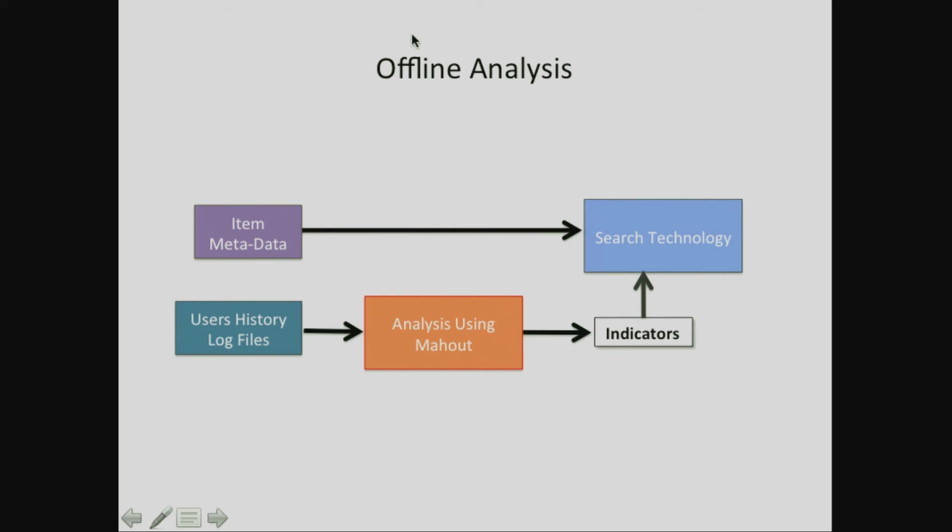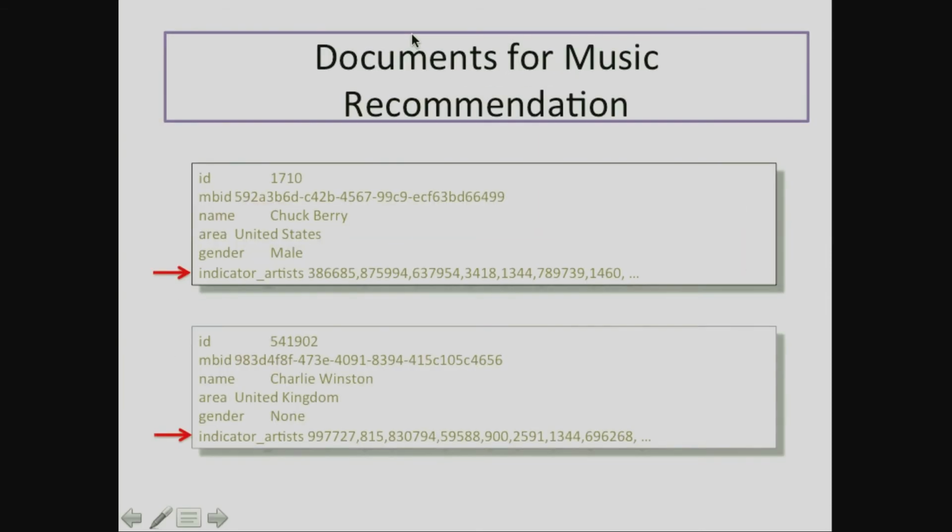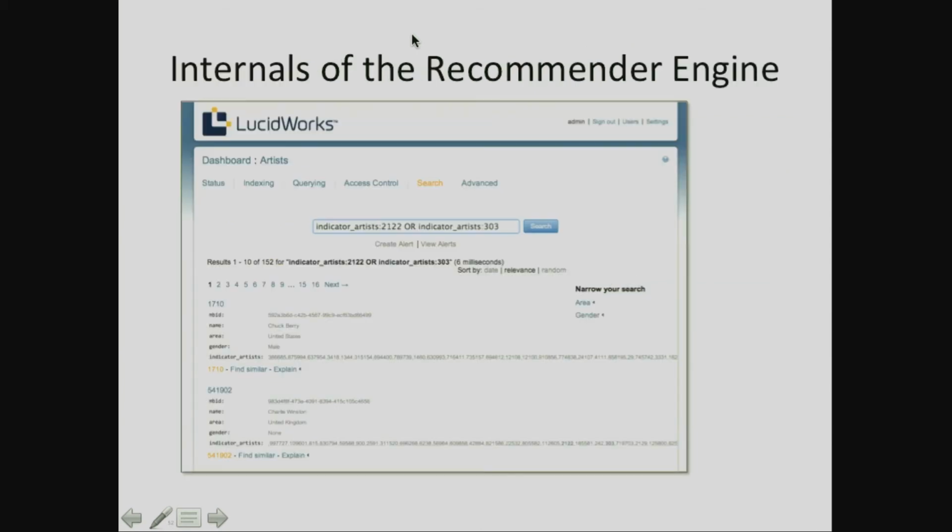And what's really important here is that all of this, which is kind of expensive in terms of computation and time, can be done in advance. This is all being done offline. This is the expensive part, and you take care of it ahead of time. This is just a sample of what the actual documents look like, and you can see the bottom line on each one is the field for indicator artist.